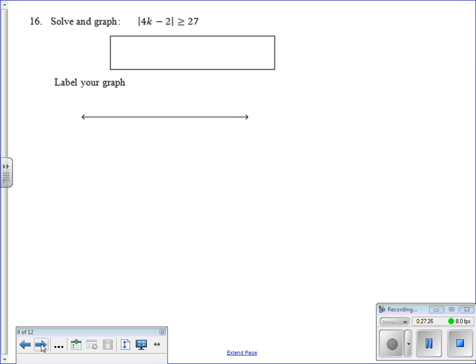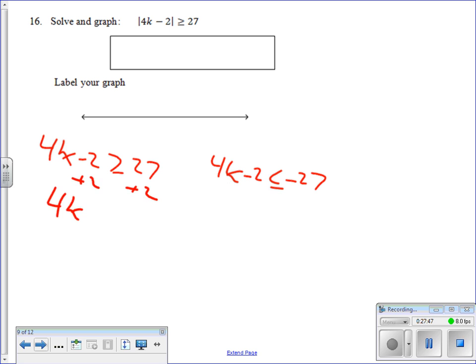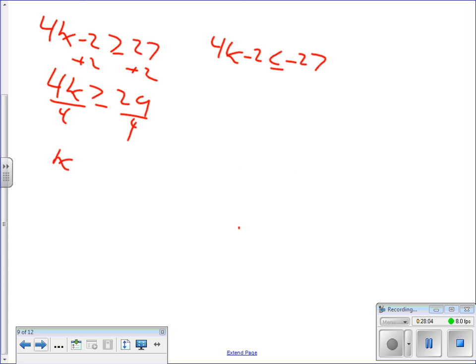Solving and graphing. So my first step is to split it into 2. 4k minus 2 is greater than or equal to 27. 4k minus 2 is less than or equal to negative 27. Add 2. 4k is greater than or equal to 29. Divide by 4. k is greater than or equal to 29 fourths.